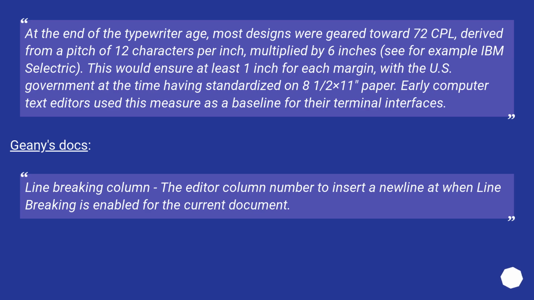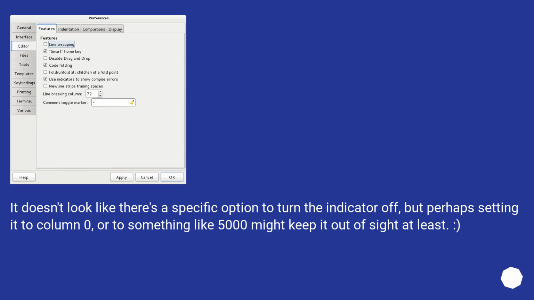Geany's docs: line breaking column, the editor column number to insert a new line at when line breaking is enabled for the current document. It doesn't look like there's a specific option to turn the indicator off, but perhaps setting it to column 0, or to something like 5000 might keep it out of sight at least.